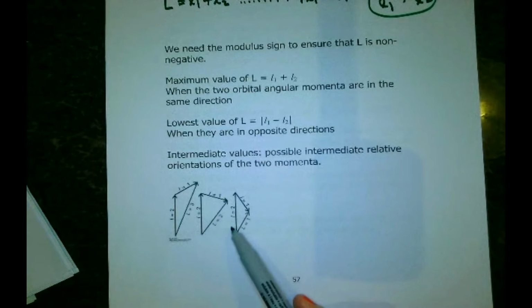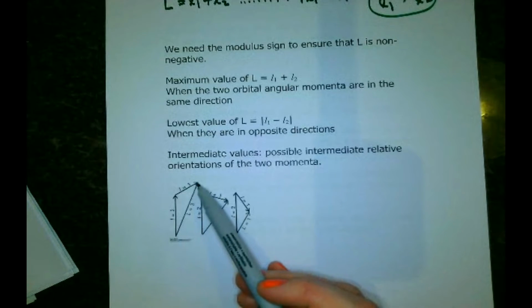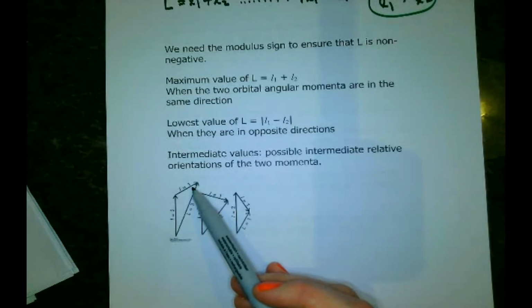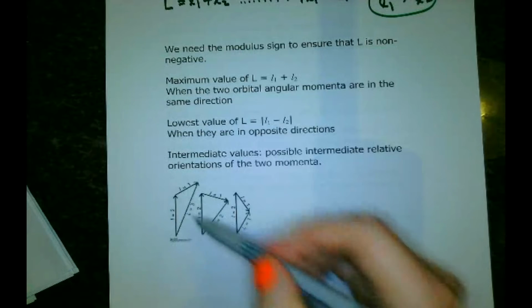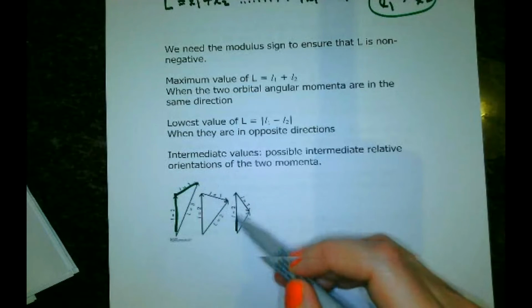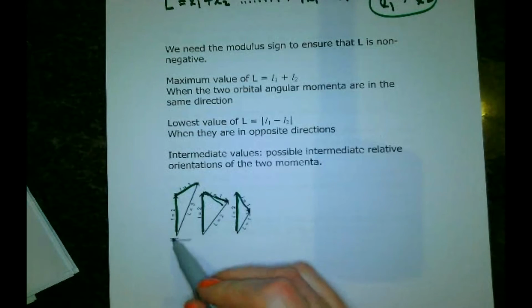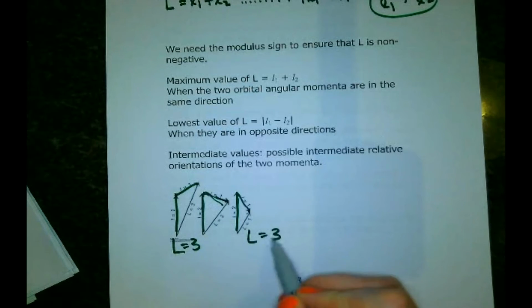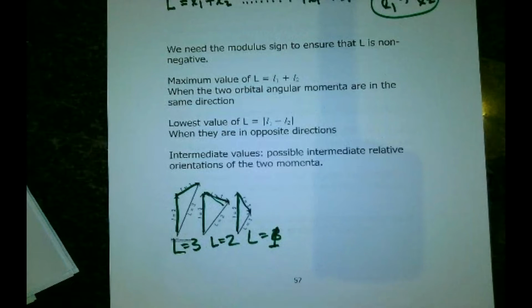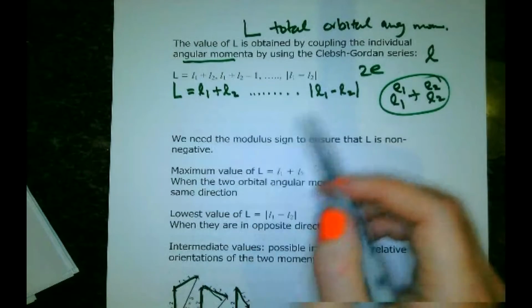As explained here, using a vector representation. So for L1 equal to 2 and L2 equal to 1, for example, they can either work in the same direction or in opposite directions, but there's also an in-between value. So this will give you an L equal to 3, a total angular momentum of 3, total angular momentum of 1, so maximum, minimum, and then we have an in-between value. And you get this using the Clebsch-Gordan series.